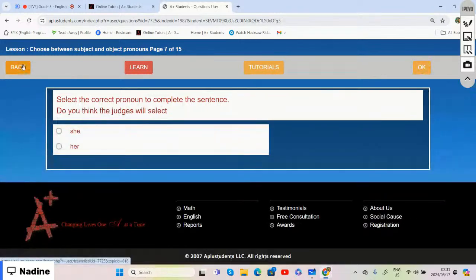Yeah, so the next one, it says, do you think the judges will select she, or do you think the judges will select her? You need to select the correct pronouns. So do you think the judges will select she, or do you think the judges will select her? And if we were to choose the correct one, we will say the judges will select her.